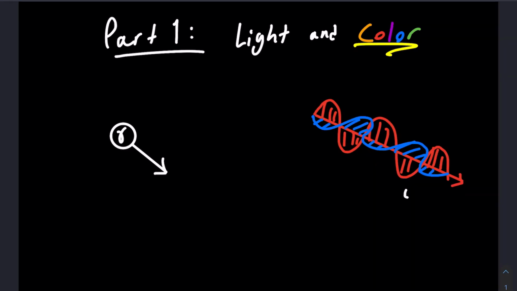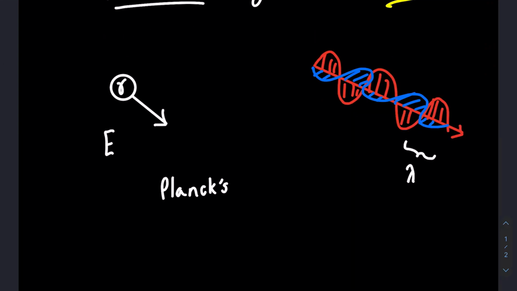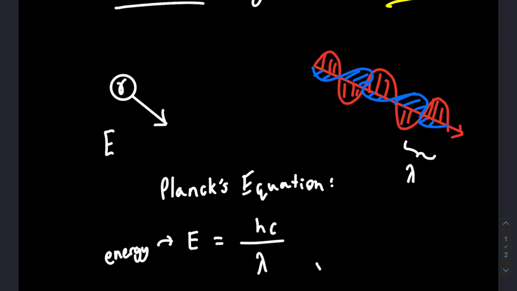As a wave, the color of light is defined by its wavelength. As a photon, the color of light is defined by its energy. These two values are indirectly proportional to each other by Planck's equation. As an example, red light has a wavelength of around 680 nanometers and energy around 3 times 10 to the negative 25th joules per photon.